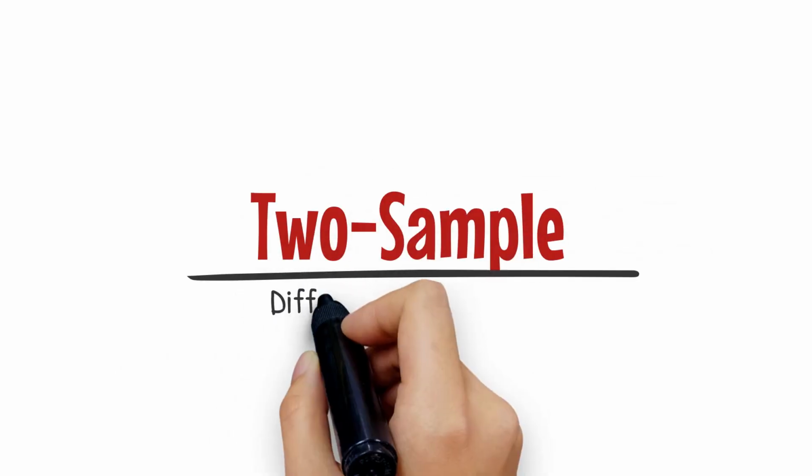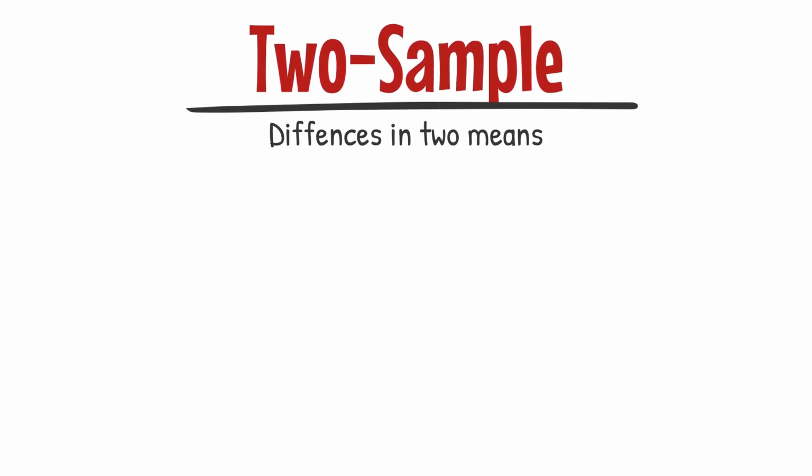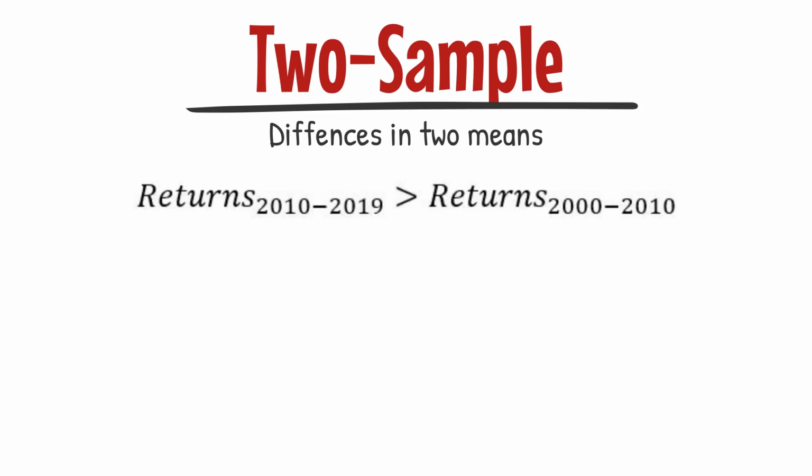Now let's see how we can perform a two-sample z-test. Let's test if the daily return on the S&P 500 index was larger during the second decade of 2000 than the daily return on the S&P index during the first decade.